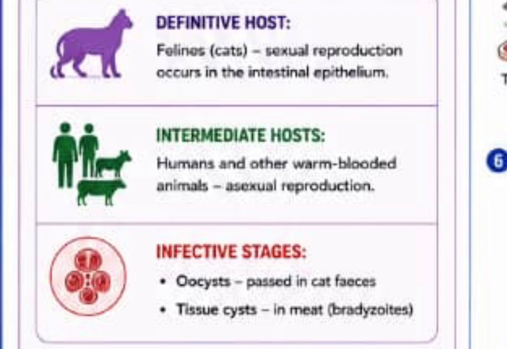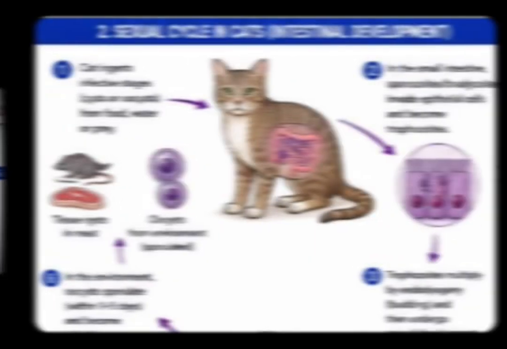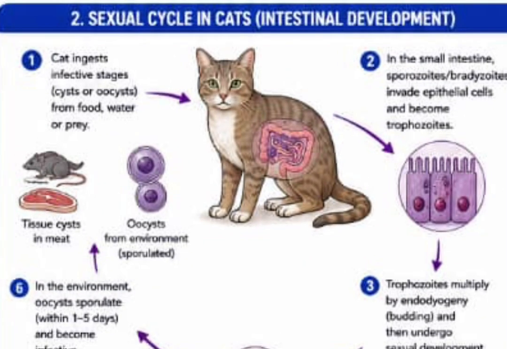So let us run through the intestinal development. How does it happen in the intestine? We have sexual reproduction in the intestine of a cat and asexual reproduction in the tissue of a warm-blooded animal, which is a human or an animal. So first of all, how does it happen in the intestine of a cat? First, the cat ingests the oocyst. Either the cat is ingesting the oocyst or the tissue cyst. Maybe the cat is feeding on dead tissue it found somewhere, or feces mistakenly, and it is exposed to the tissue cyst or the oocyst.